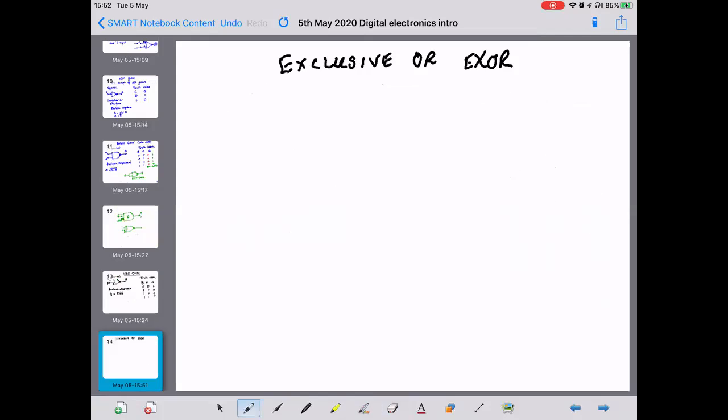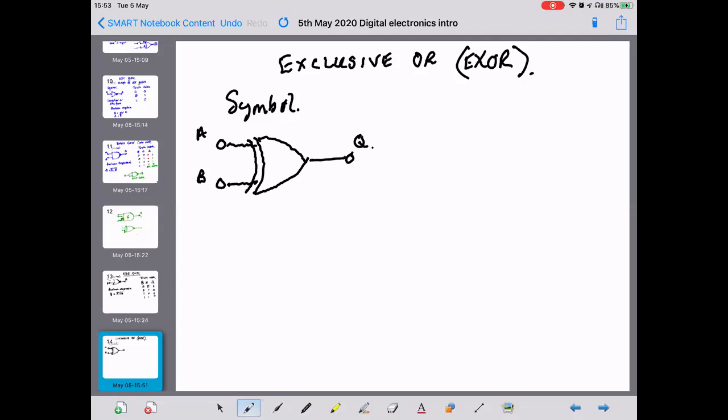Right. The exclusive OR XOR gate. Symbol. Looks like this. A and B input. It's like an OR gate symbol with another line on the back, like so, and a Q output.